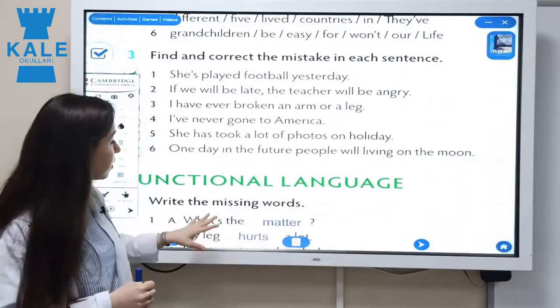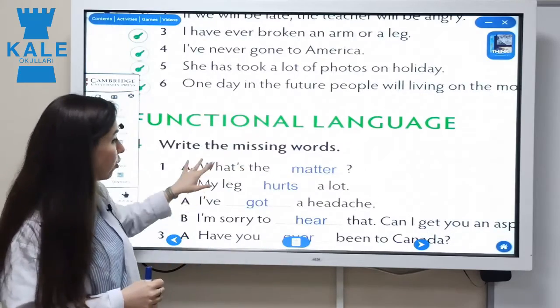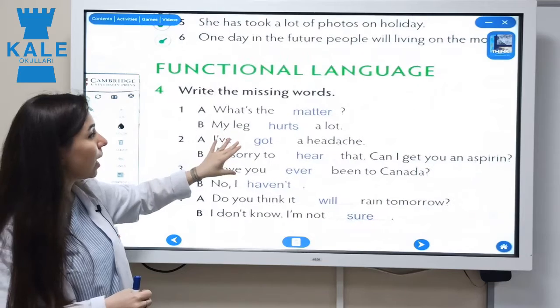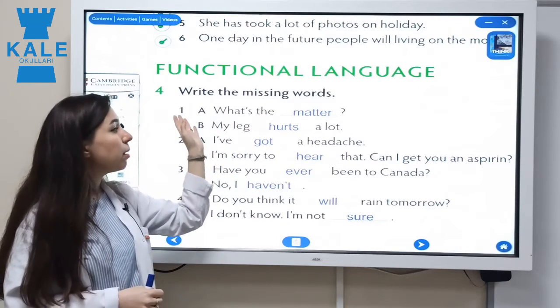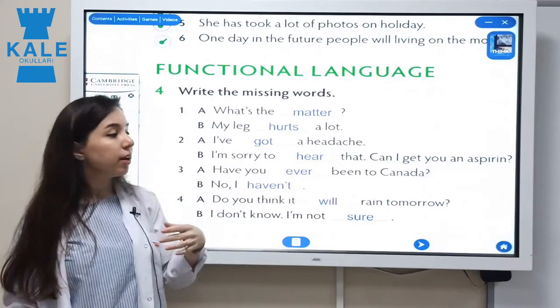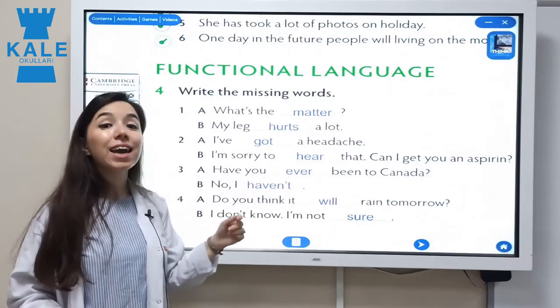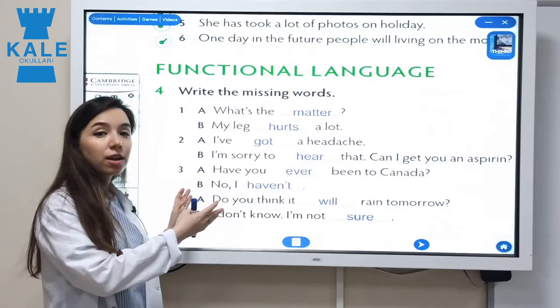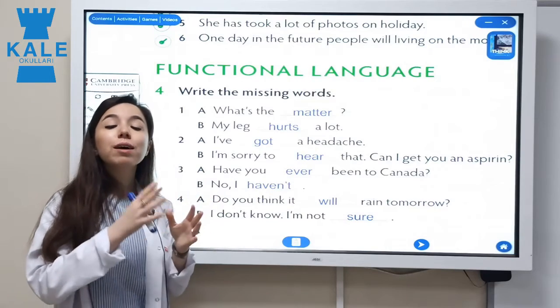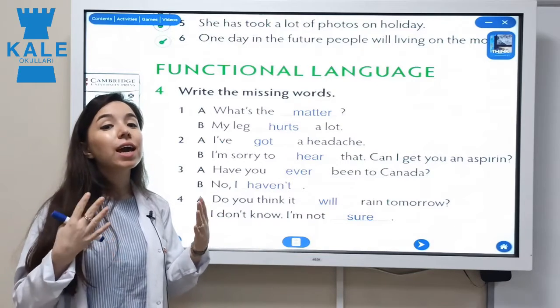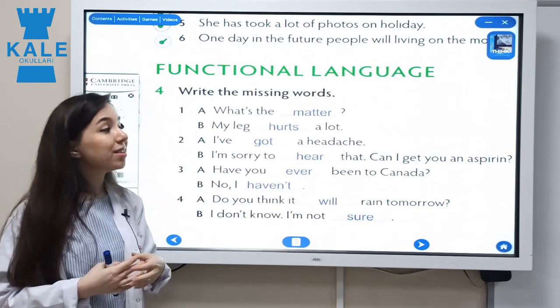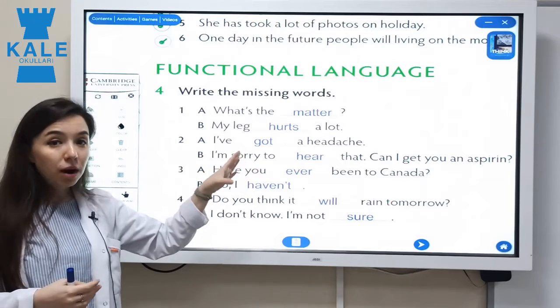And also in this part, we did some functional language. Yes, we understood, for example, how we can make a conversation. What's the matter? My leg hurts. I got this. I hear this. Or have you ever? Again, look at here in functional language, we use both vocabulary and grammar together to make a good conversation. Yes, it's one of the other important parts of English.